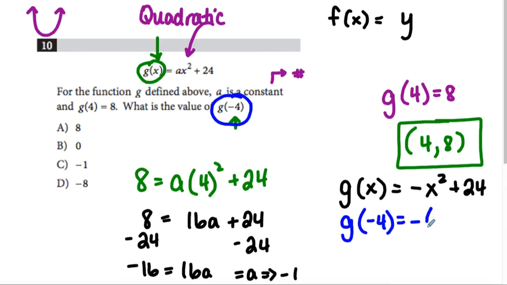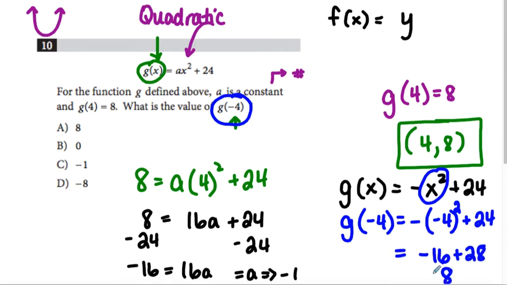Now be careful here, because the -4 is being squared. That negative on the outside is like a -1 hanging out there. So we get -4 squared is 16. Then I have -16 because of that negative hanging outside, plus 24, which gives me 8. So g at -4 gives me 8. So my answer is 8.